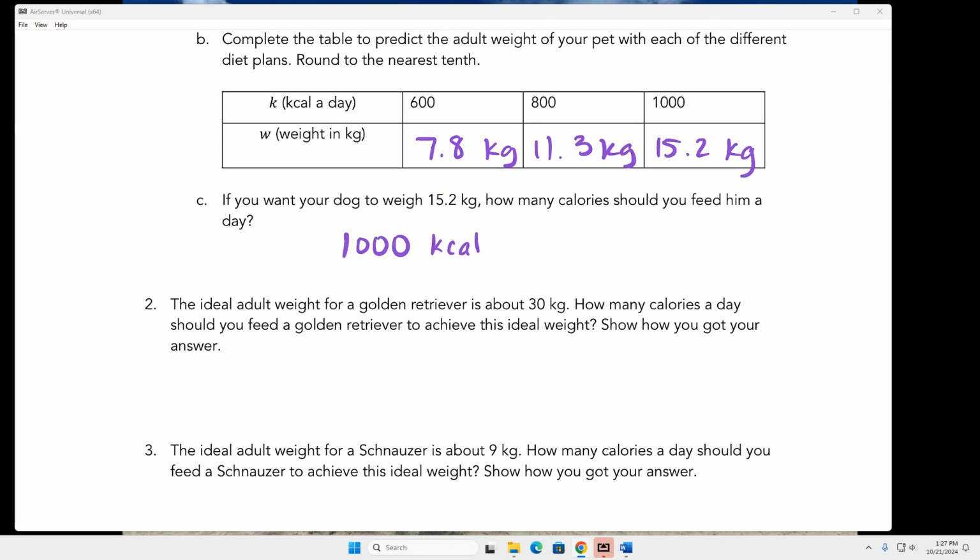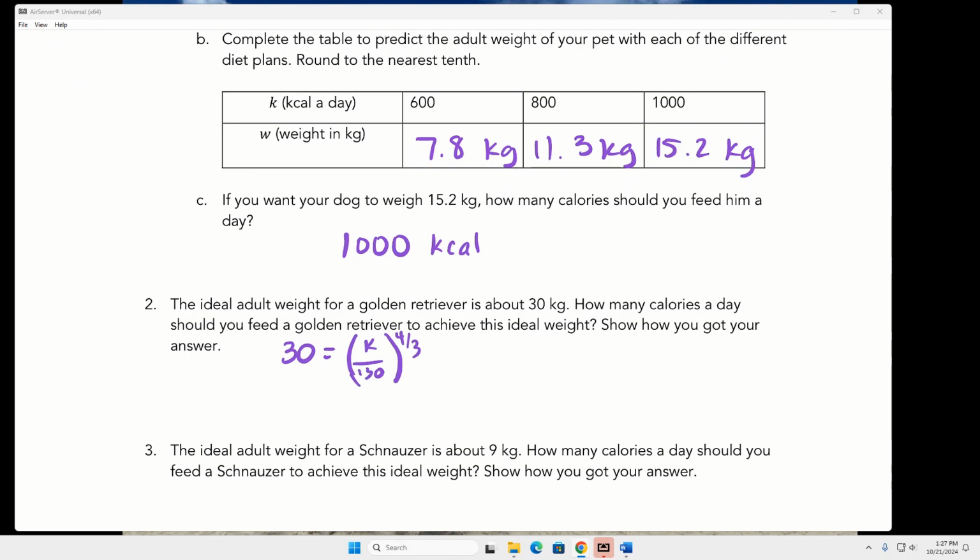All right, and then the ideal weight of a golden retriever is about 30 kilograms. How many calories should you feed your golden retriever to achieve its ideal weight? And we're going to show how we get our answer. So we want 30 to equal our K over 130 raised to the 4/3.